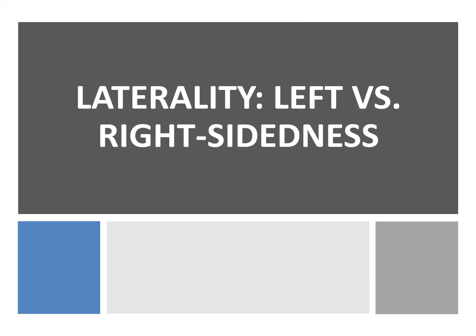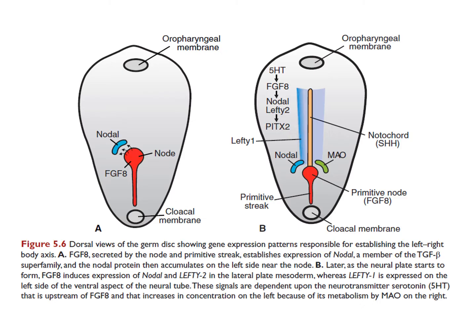Laterality, meaning left versus right-sidedness, is also established early in development and is because of a cascade of signaling molecules and genes. When the primitive streak is formed, fibroblast growth factor 8 is secreted by cells in the node and the primitive streak, and it will induce the expression of the nodal gene on the left side, which will help maintain the primitive streak. Other genes that are involved would be the neurotransmitter serotonin.